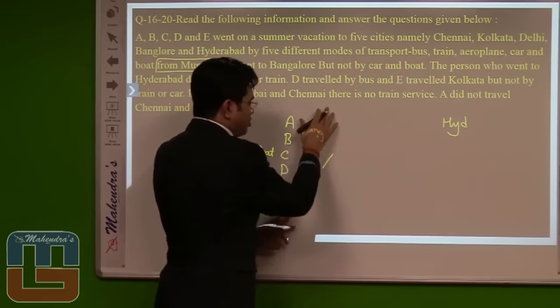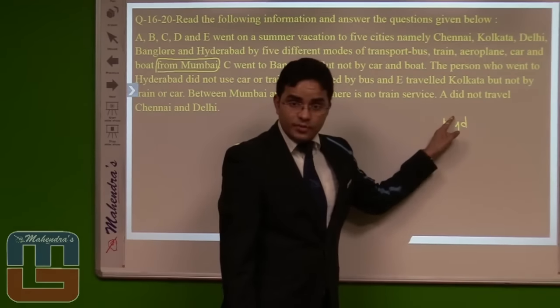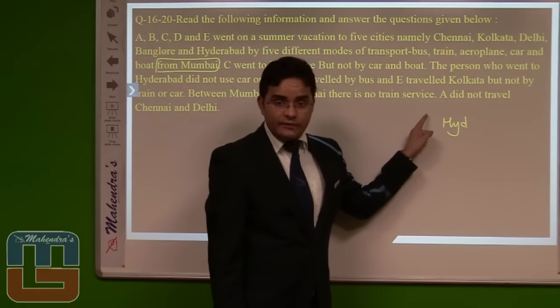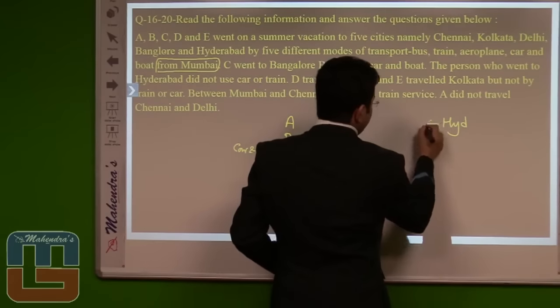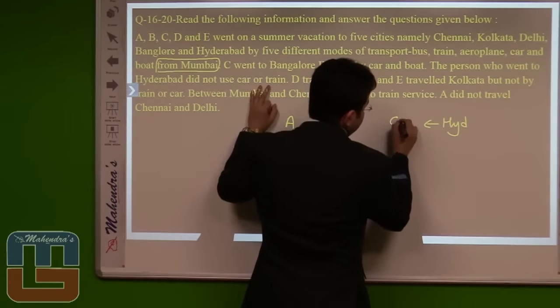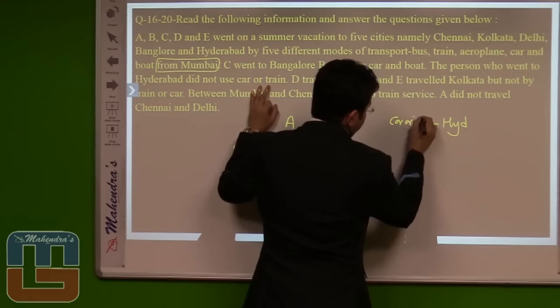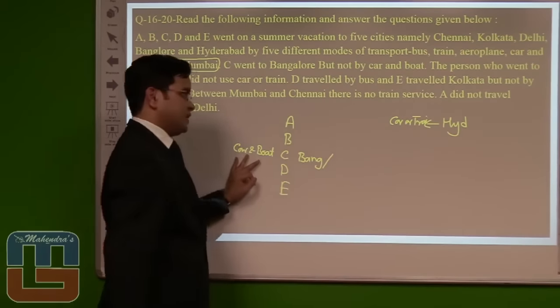And after drawing all the information, firstly you have to use this information because it will be very helpful. But if it is positive, okay, but here it is negative. It is saying that the one who's going to Hyderabad did not use car or train. It means it is not car or train. So we have to use this information. So we have drawn this one here.